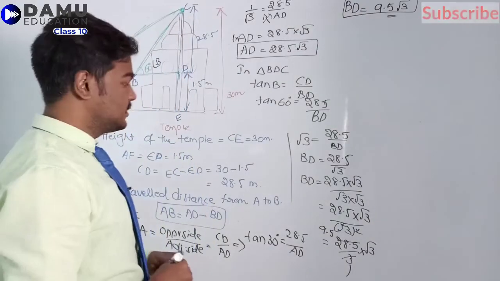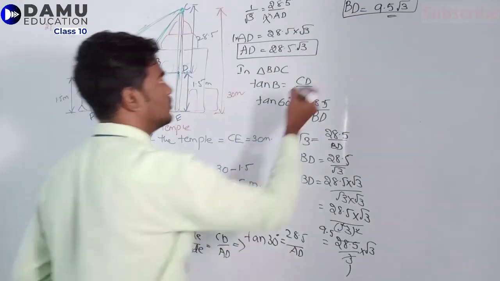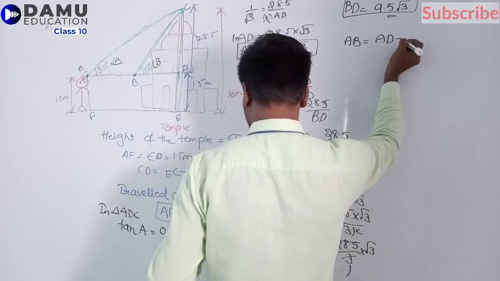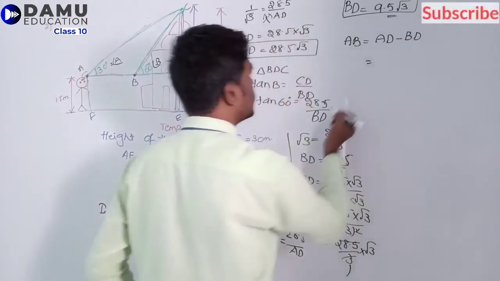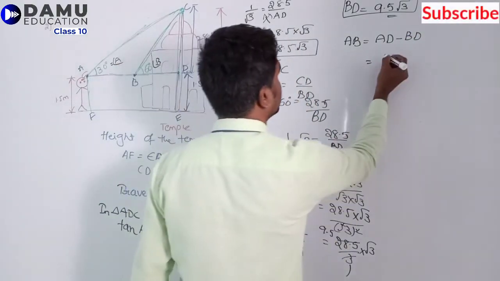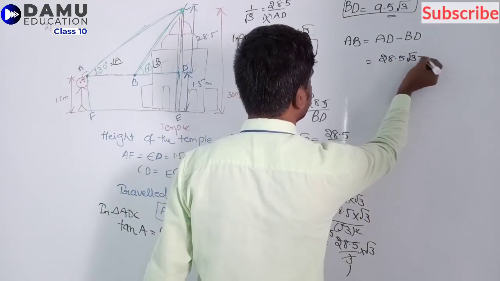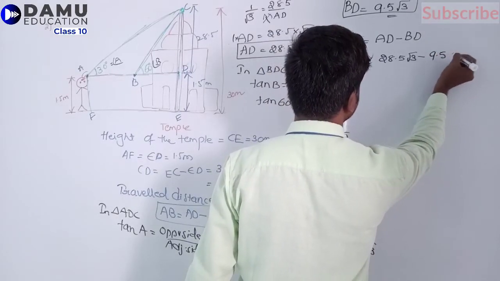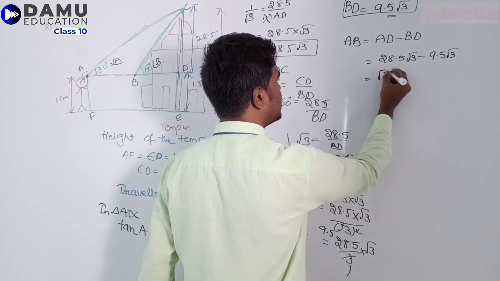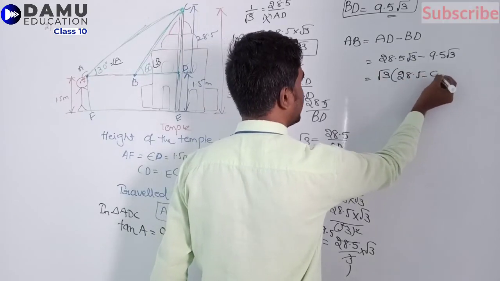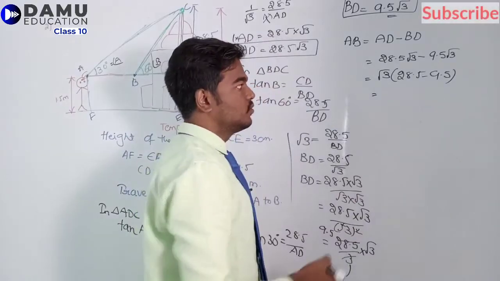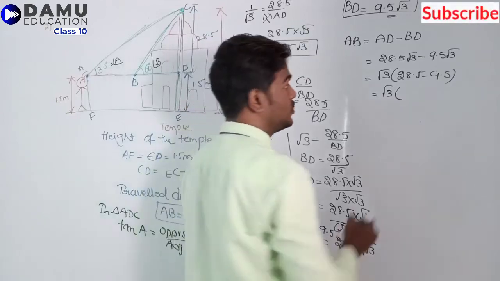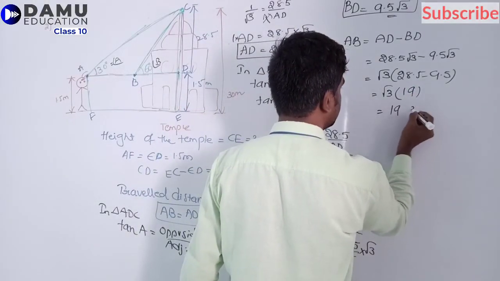Then the actual distance traveled, the travel distance from A to B. Distance AB will be equal to AD minus BD, as already told. So AB is the distance traveled. What is AD here? 28.5 root 3 minus BD, which is 9.5 root 3. Here root 3 will be taken common. 28.5 minus 9.5, so we will get 19 root 3.